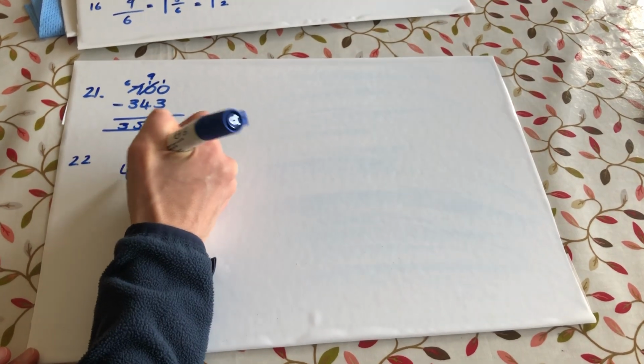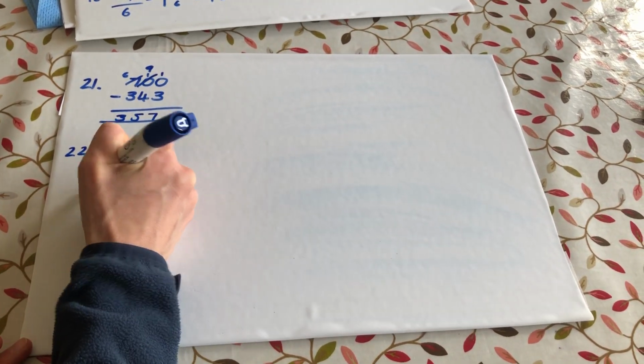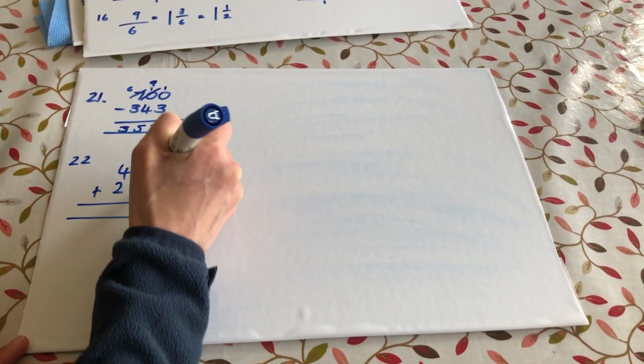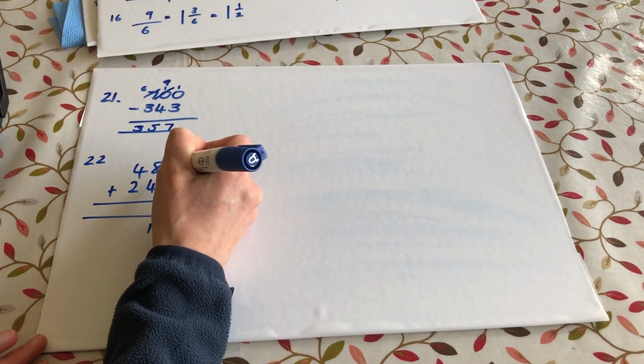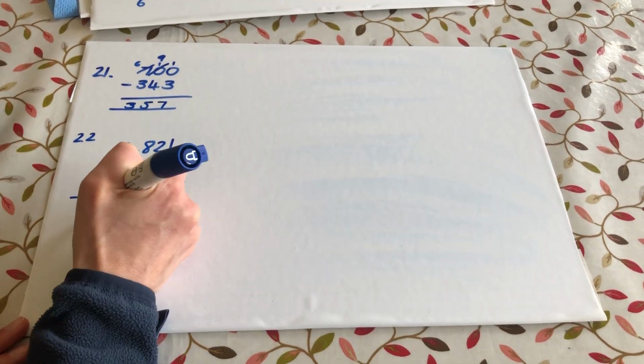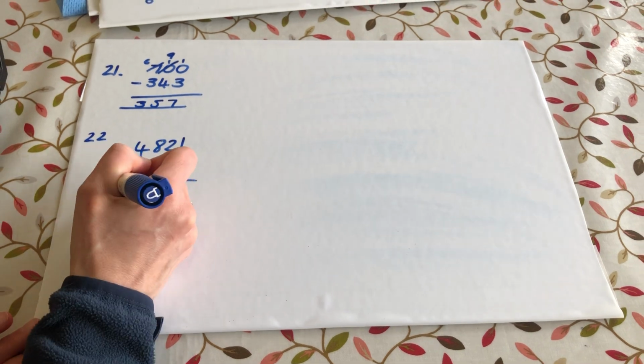Question 22. 4,821 add 2,439. 9 add 1 is 10. 3 add 2 is 5 and add 1 is 6. 8 add 4 is 12. 4 add 2 add 1 is 7.